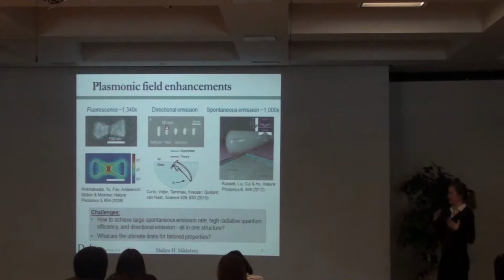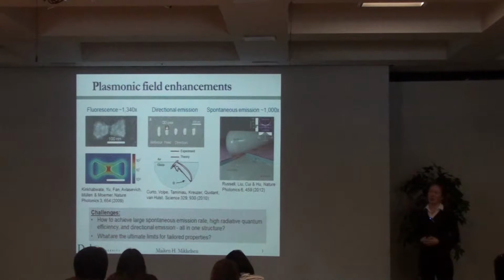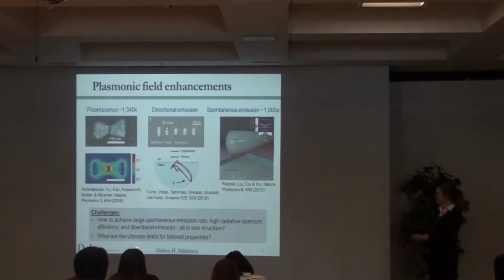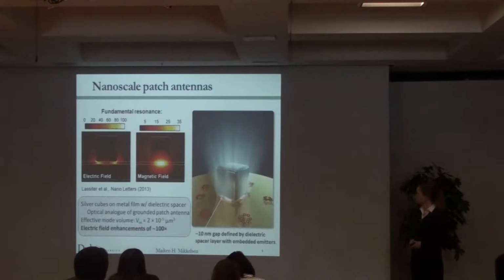Some of this is how can we achieve this large spontaneous emission rate while maintaining a high radiative quantum efficiency, which is really critical if we want to use this emission for something other than heating up our materials, which is desired if you want to kill a tumor or something, but not desired for optoelectronic devices. And I'm also interested in what the ultimate enhancement is for the tailored properties. How much can we push these new nanomaterials to have properties that are different from their bulk counterparts?